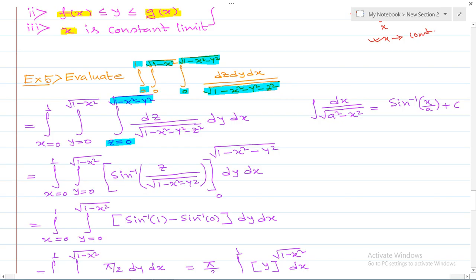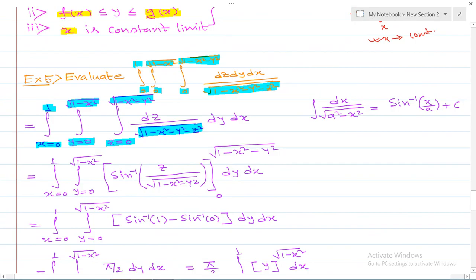Thereafter, if we come to the second one, we can see it depends on x, so it should be a limit of y only, so y is going from 0 to root over of 1 minus x square, and lastly x is remaining, so it will be the limit of x. So this is the way we have to identify the limits. Now the structure is given as dz, since we have to perform with respect to z, so I have taken dz first, dy dx later, root over of 1 minus x square minus y square minus z square.